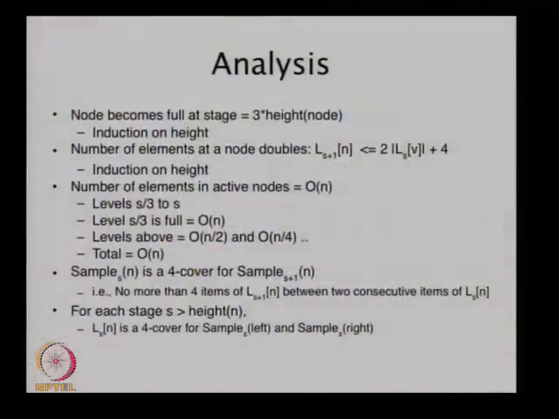Now here are the more important ones. It's a sample of a given node, right? Meaning the sample of its list at stage S is a fork cover for its sample at the next stage. Right? It's not too hard to see, because you're going to get at most four more things added in, right? In any of the stages.